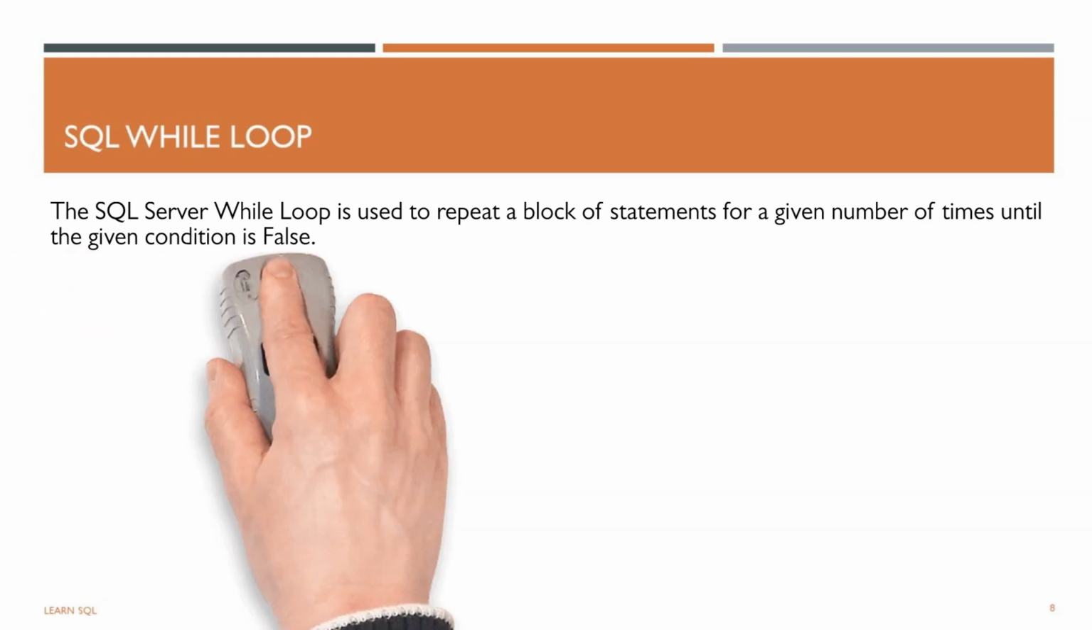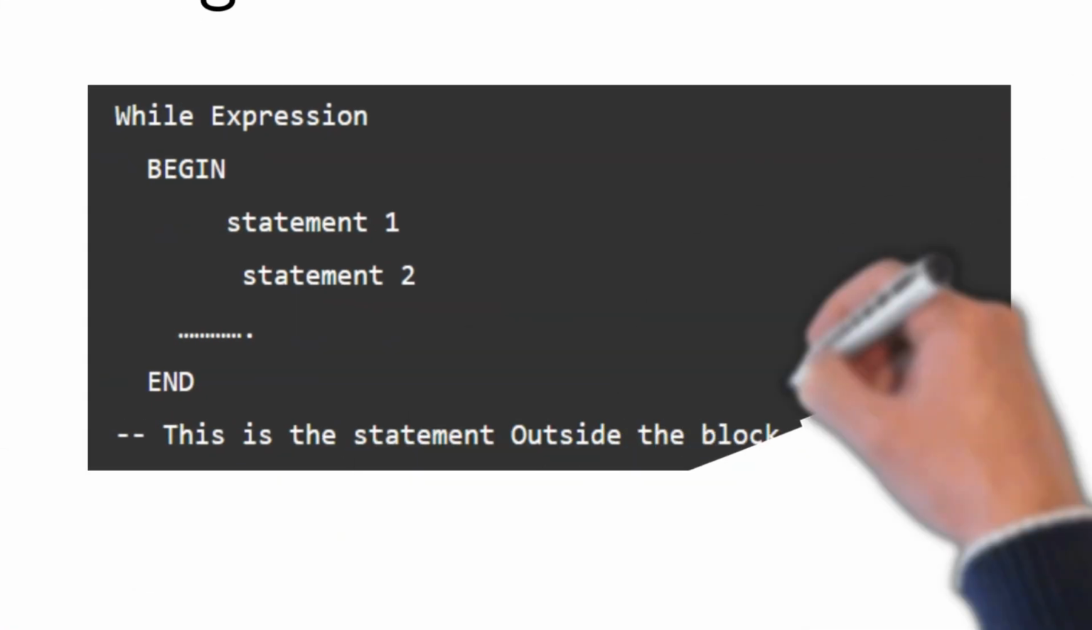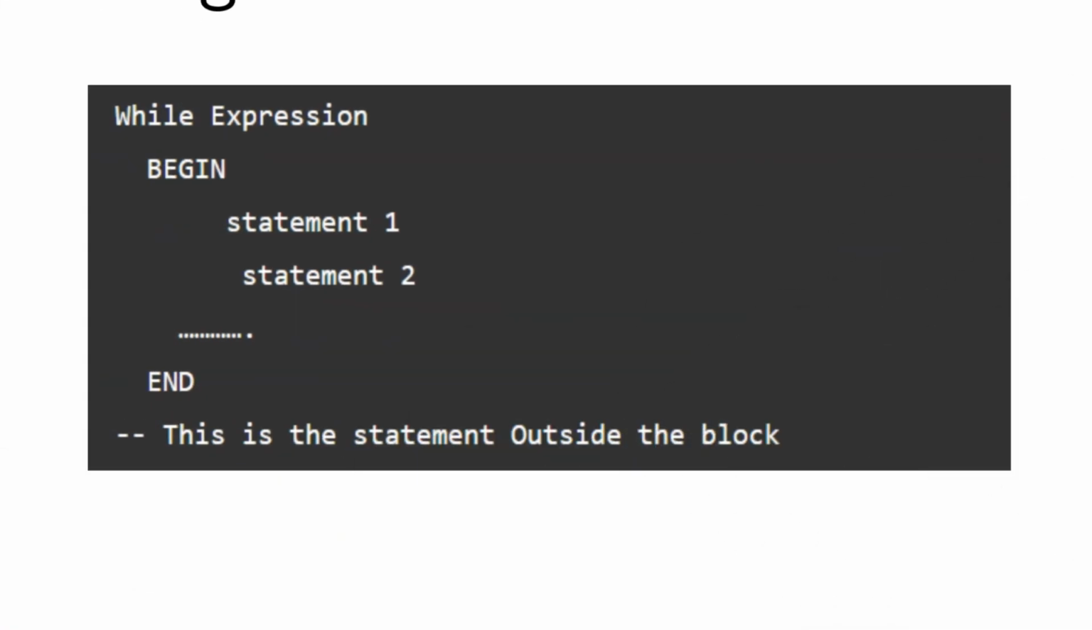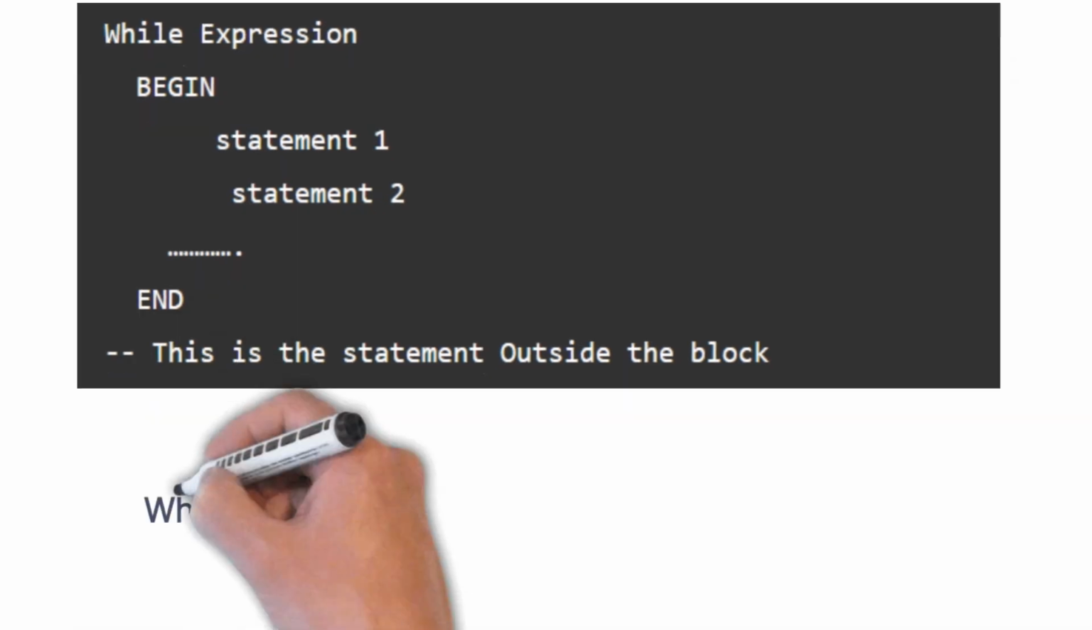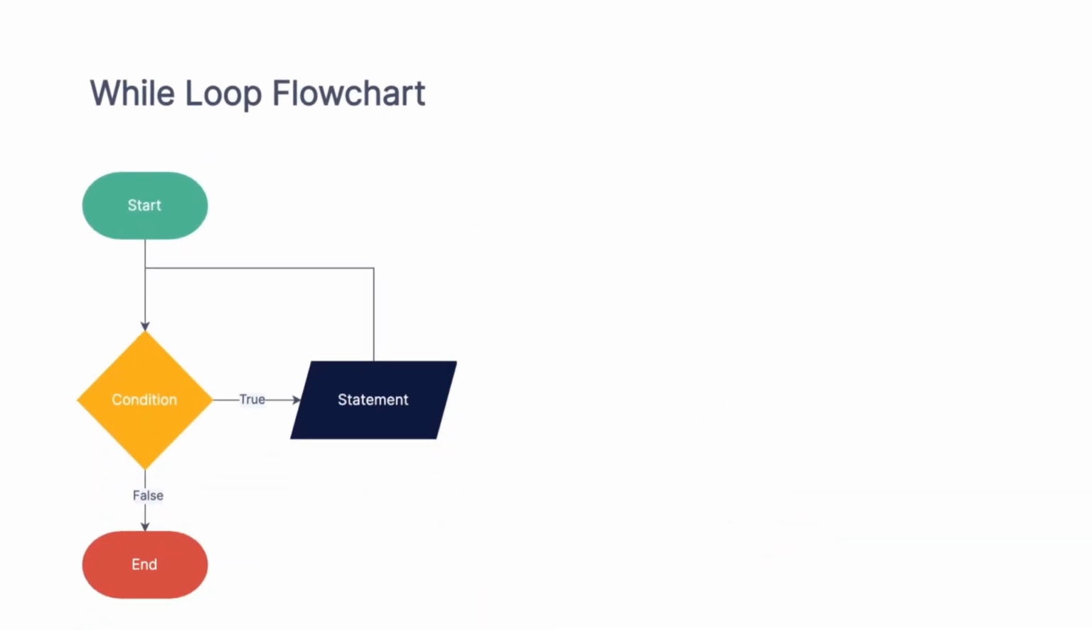So let's take a look at the syntax. First, the condition in the while loop is tested. If the condition is true, the statement or query inside the begin block will be executed. If the condition is false, it will skip the begin and end block and execute other statements outside of it. So with this graphical representation, you should get a better understanding.